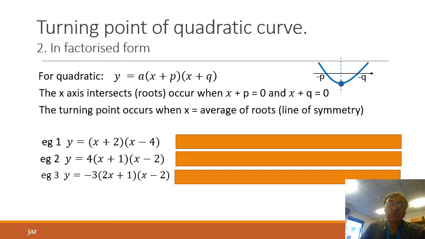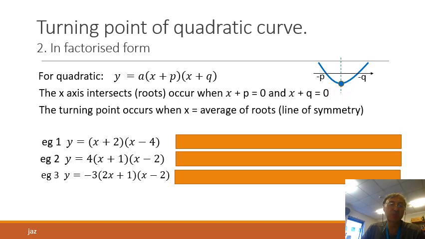Okay, so you can also write a quadratic in a factorized form, for example, as written here. In this case, the y-coordinate is 0 when x plus p is 0, or when x plus q is 0, and x plus p is 0 when x is minus p, and x plus q is 0 when x is minus q, which tells us that the graph in this case will cross the x-axis at minus p and minus q. And if we now work out the average of these two roots, we get the x-coordinate of the turning point.